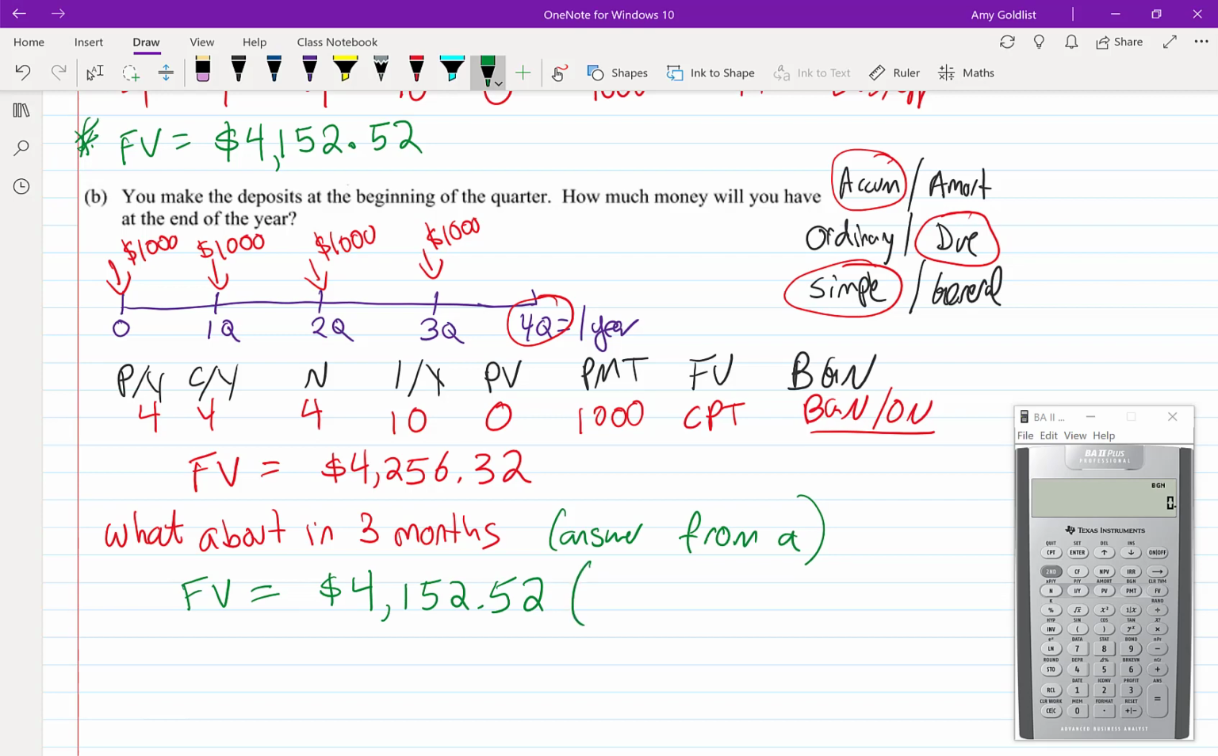So we've got $4,152.52, and we're going to invest that at 2.5% per quarter. That's 10 divided by 4 for only 1 quarter. When I run that through a calculator, I end up with $4,256.33. This is round off error from the fact that I rounded this $4,152. In fact, when you take your ordinary annuity and multiply it by 1 plus I, you get the same value as the annuity due.